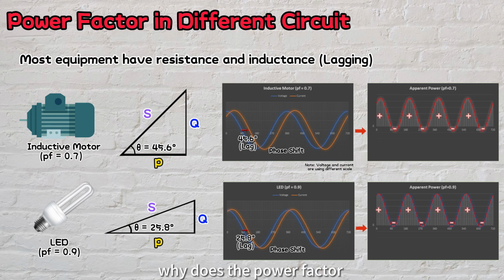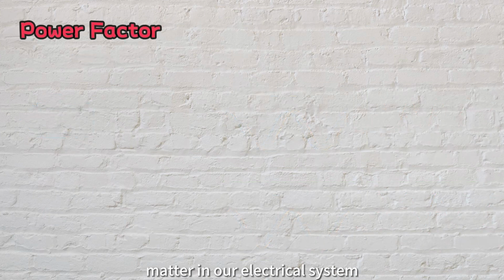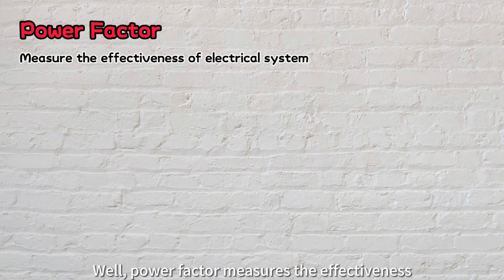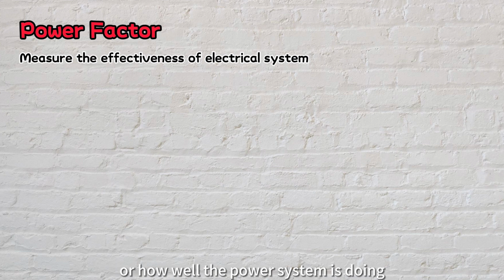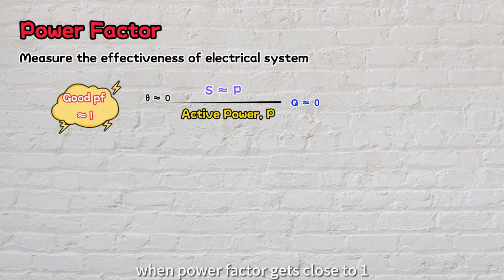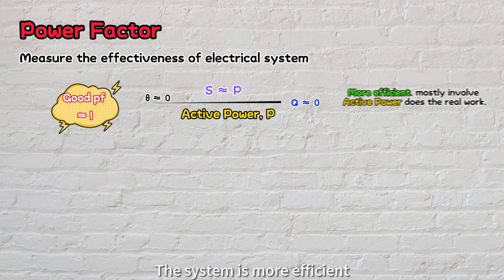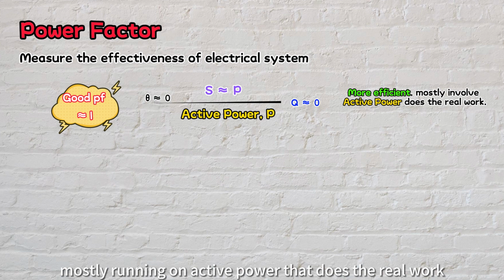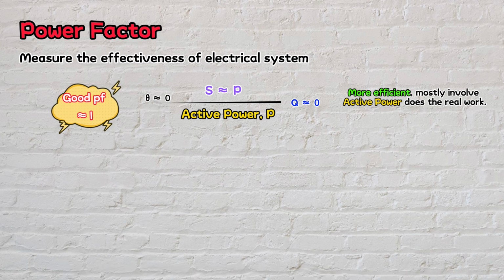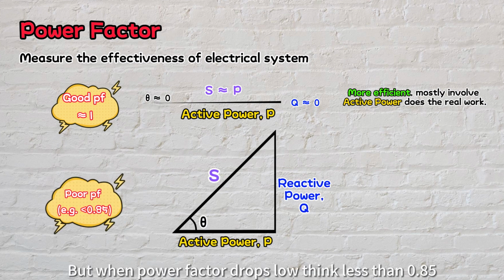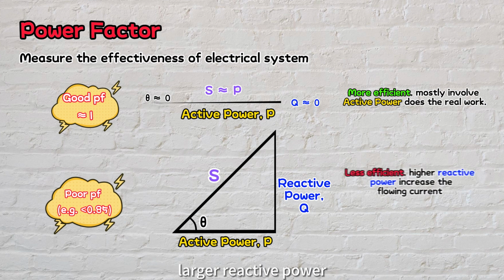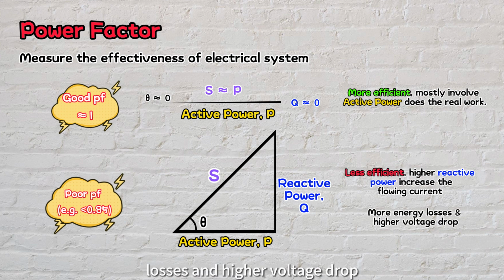You might be wondering, why does the power factor matter in our electrical system? Well, power factor measures the effectiveness, or how well the power system is doing. When power factor gets close to 1, it is considered good power factor. The system is more efficient, mostly running on active power that does the real work. But when power factor drops low, think less than 0.85, larger reactive power bouncing between power source and load will increase the flowing current. This leads to more energy losses and higher voltage drop, making the system less efficient.